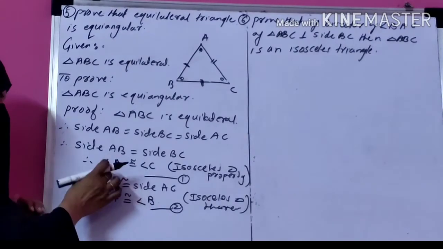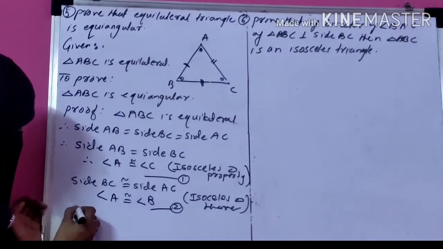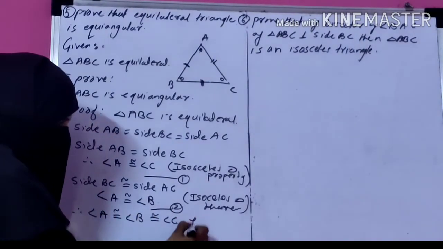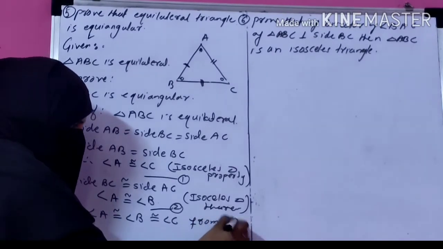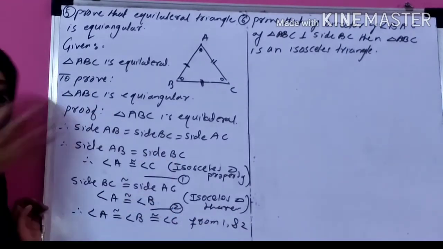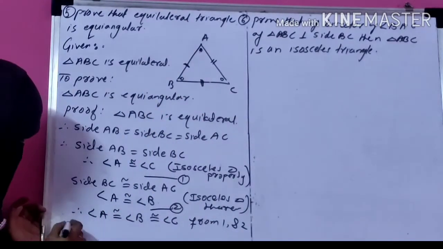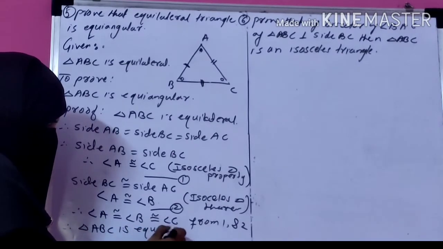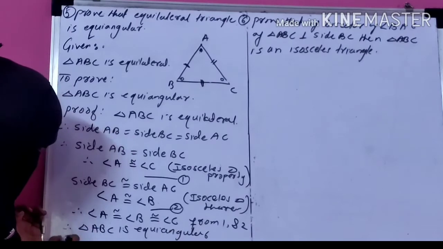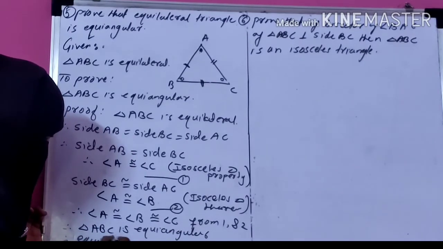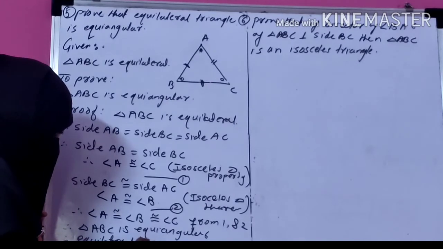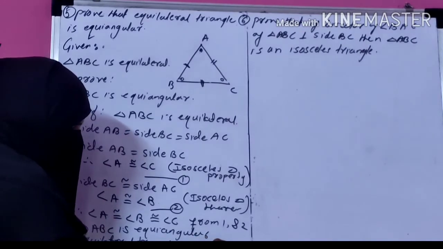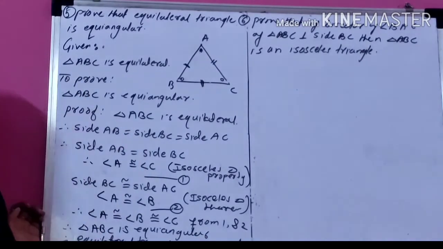Okay. Now observe here from 1 and 2, angle A is congruent to angle C, angle A is congruent to angle B, that means angle A, angle B, angle C are congruent. So therefore angle A is congruent to angle B is congruent to angle C from 1 and 2. Okay. If all the three angles are congruent, then the triangle is equiangular. So therefore triangle ABC is equiangular. So therefore this triangle is equilateral, and equilateral triangle is equiangular. Here we prove equilateral triangles are equiangular.